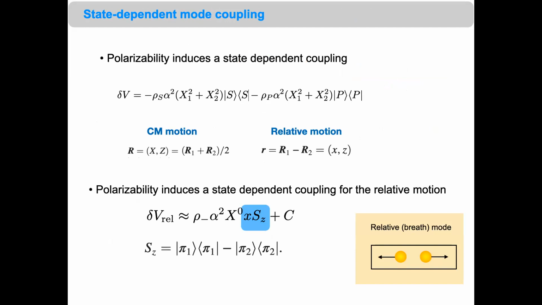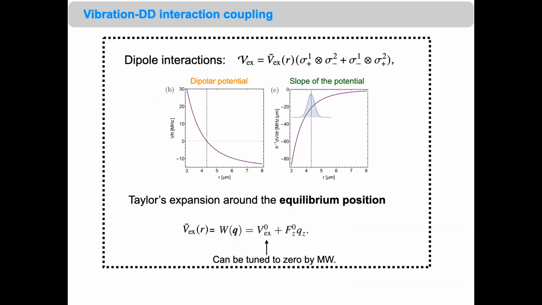If we use this coordinate, substitute this to the effective potential, what we find is that this already gives us a linear coupling. So this X is the relative motion and this Sx is the pseudo spin operator. So this creates one coupling of one direction. So another coupling comes from the dipole-dipole interaction.